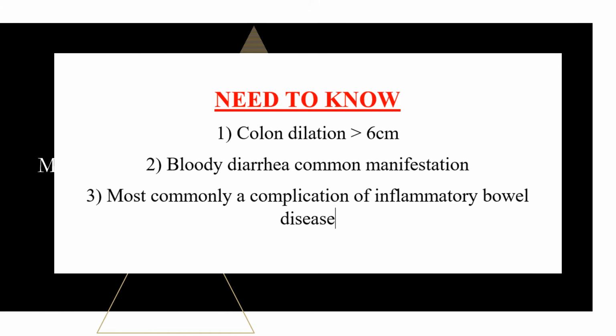So what are the things you really need to know for toxic megacolon? I think there's 3 things that you cannot forget. You need to remember colonic dilation over 6 centimeters. Remember, toxic megacolon. You need to know that bloody diarrhea is one of the more common manifestations. And then you need to know that this is most commonly a complication of inflammatory bowel disease. So those are the 3 things that you really need to know for this.